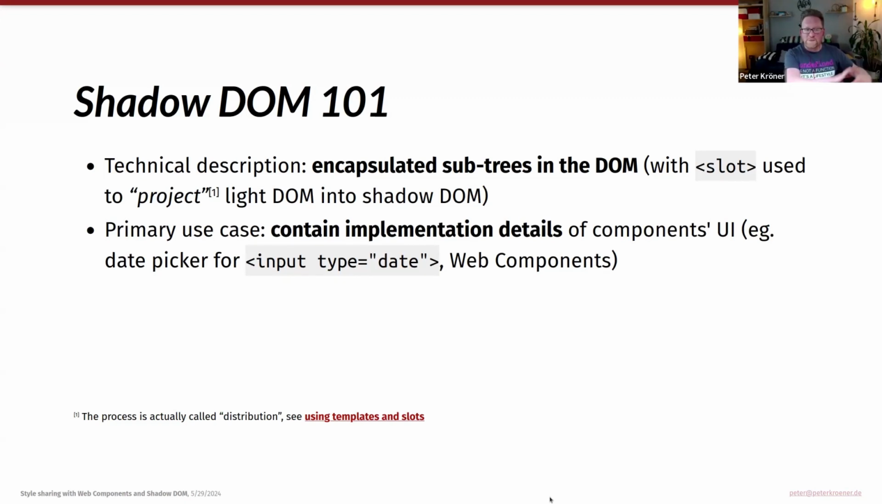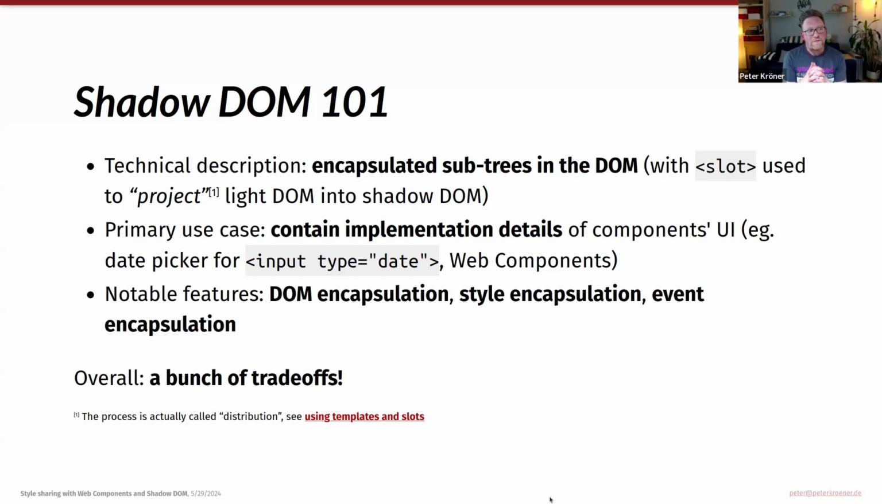Its primary use case, the primary use case for Shadow DOM, is to contain UI implementation details for web component UIs. You can use Shadow DOM for other purposes. Shep told me that he sometimes uses Shadow DOM to achieve some sort of performance magic that I didn't quite get, so ask him about details, but the main use case really relates to web components.